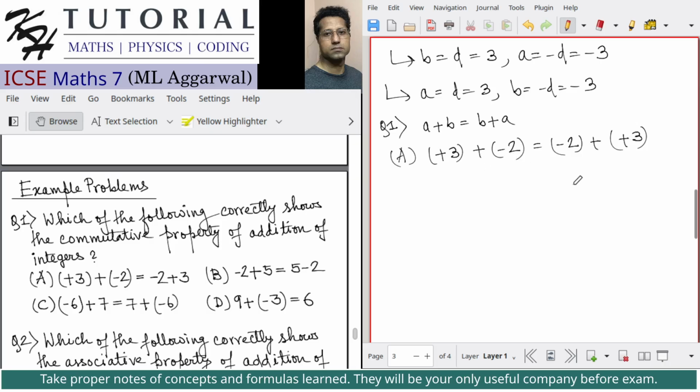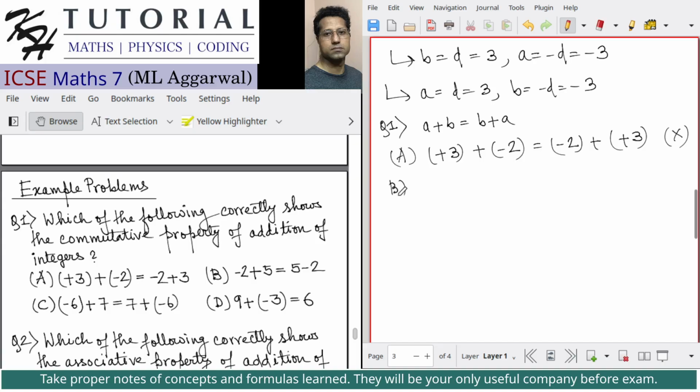This is the correct way of demonstrating the commutative property on the two integers plus 3 and minus 2. But in choice A, on the right hand side it is minus 2 plus 3. Even though the value of minus 2 plus 3 is 1, and the value of the left hand side is also 1, it is not correctly demonstrating the commutative property of addition. So A is incorrect.